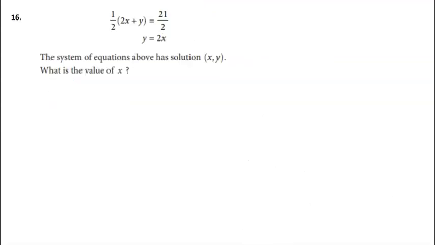Number 16. Okay. This is a system of equations we're supposed to solve. Here, the easiest way is to substitute for y in the first equation from the second. So we go half brackets 2x plus, in place of y, we put 2x. That's what is here.